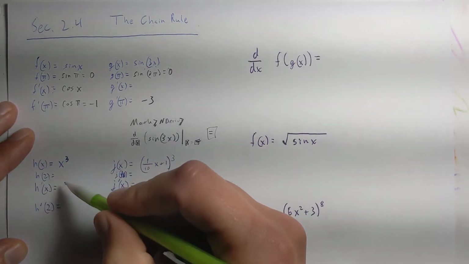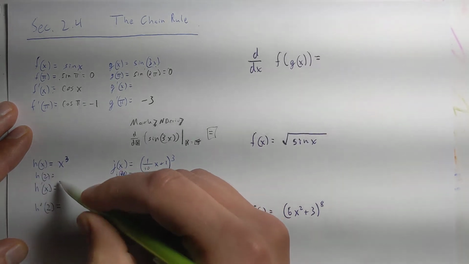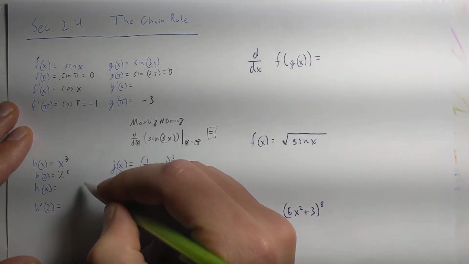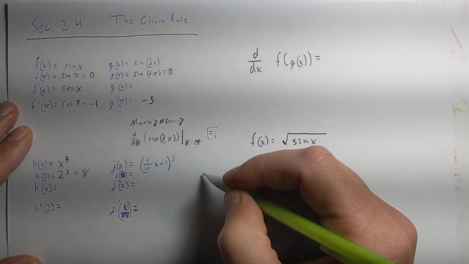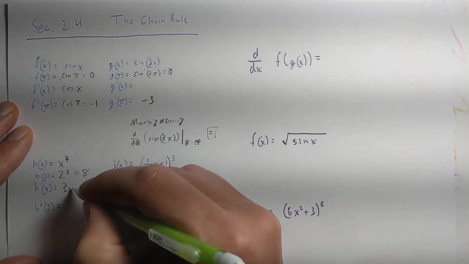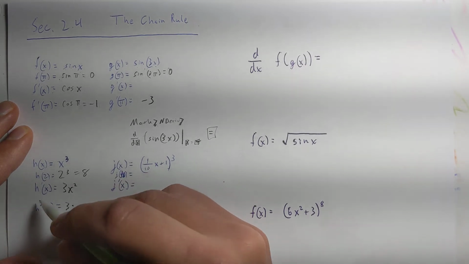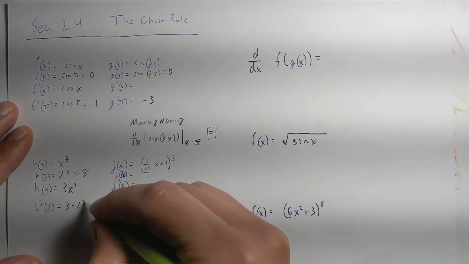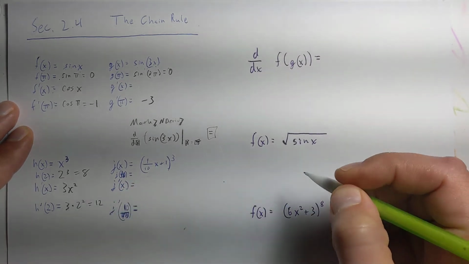Down here, same thing. All right. h of x is x cubed. h of 2 would be 2 cubed, which is just 8. h prime of x is going to be 3x squared. And if I do 3 times 2 squared to get h prime of 2, that's going to get me 12.